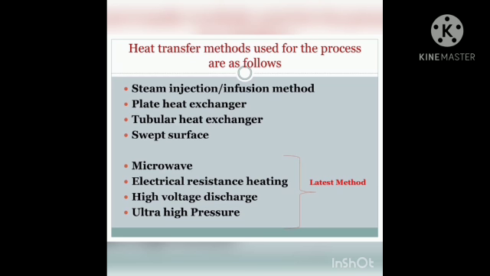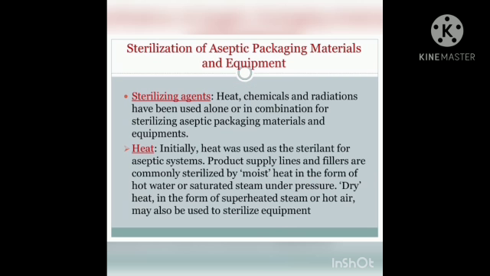Plate heat exchanger uses plates which are parallel to each other. Tubular heat exchanger uses a series of tubes. Swept surface, also known as scraped surface, wherein the product is brought in contact with the heat transfer surface that is rapidly and continuously scraped. Some of the latest methods that are used are microwave, electrical resistance heating, high voltage discharge, and ultra high pressure.